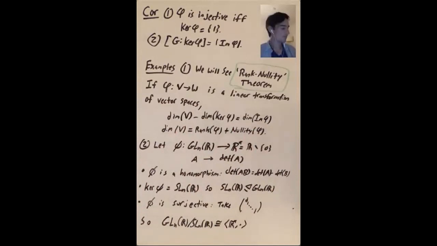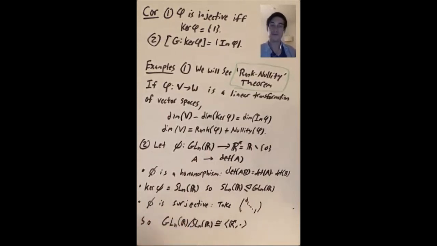Okay, one more example. Let's take this function phi from GL_n(R) to R star, remember, R minus 0, which is a group under multiplication, where we take a matrix A to its determinant. So first thing to note, this is a homomorphism. The determinant of A times B is the determinant of A times the determinant of B. What's the kernel? Well, it's everything in GL_n that has determinant 1. And that has a name, that's a group, the special linear group, SL_n(R). So it's the kernel of a homomorphism, so it's a normal subgroup, so we can take a quotient. And what is that quotient?